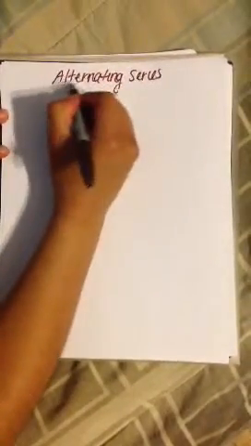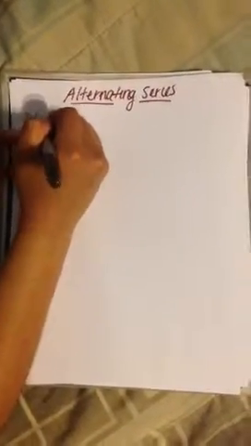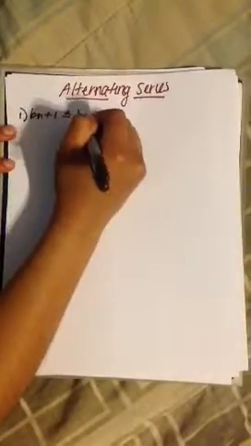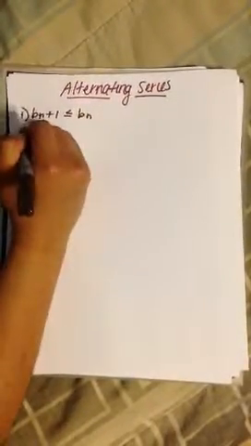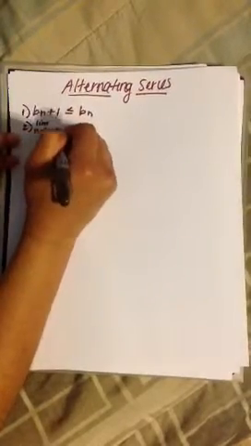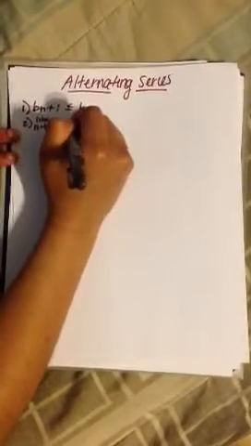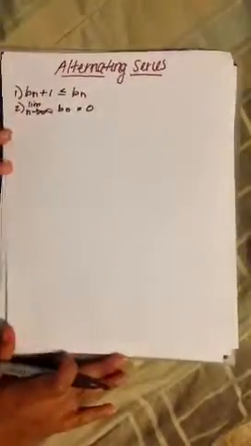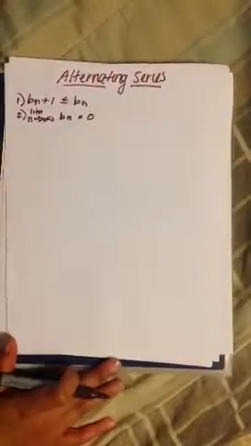In order for an alternating series, basically must conform to two rules. Number one, b sub n plus 1 has to be less than or equal to b sub n. And number two, the limit as n goes to infinity of b sub n has to equal 0. So in order for us to test this, let's use an example.